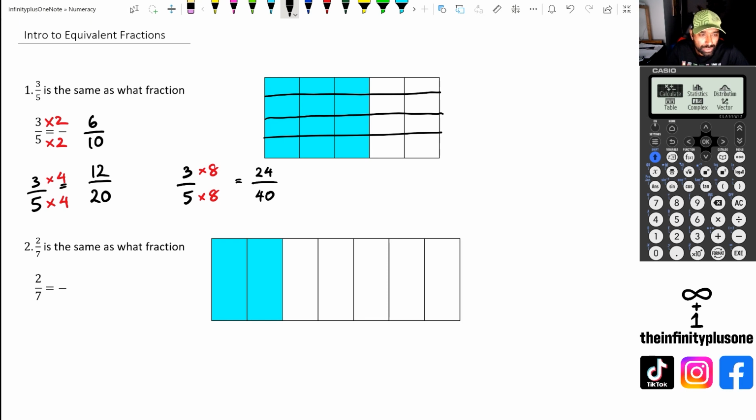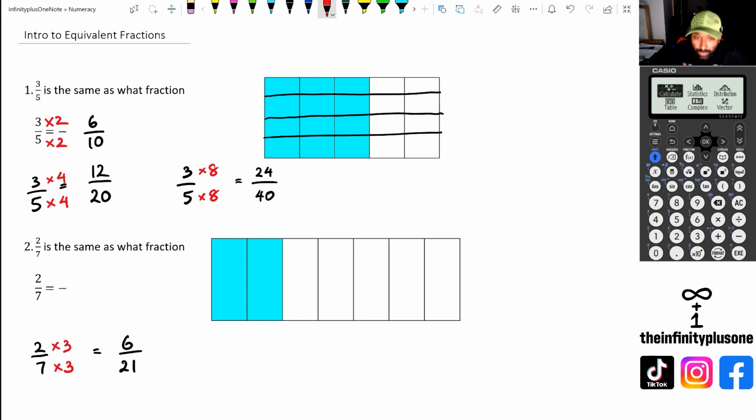All right, so let's have a look at question number 2. Question number 2, we've got 2 over 7. Let's say I take this 2 over 7 and multiply the numerator by 3 and the denominator by 3. When I do this, I end up with 6 out of 21.